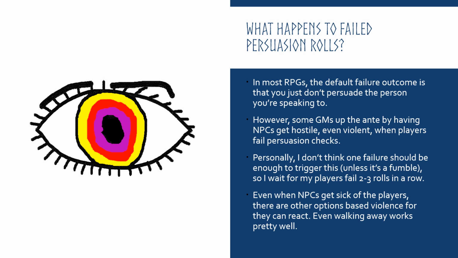But having a single failed persuasion check result in combat is way too dicey, which is why personally I usually wait for my players to roll at least 2 or 3 fails in a row before I call for rolling initiative. In most social situations, even when you screw up once or twice, most people actually do give you a degree of grace. And as a GM, you should be trying to reflect that.